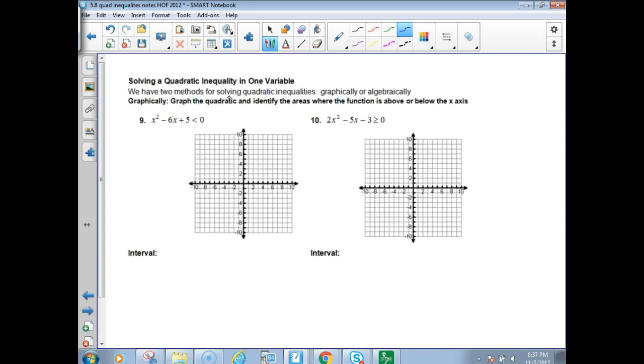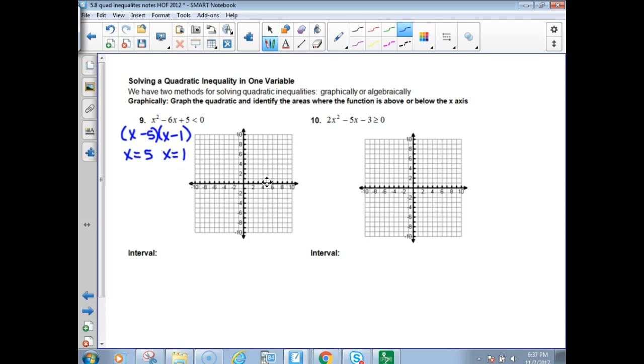Okay, solving, we have two methods for solving quadratic inequalities, graphically or algebraically. So graph the quadratic and identify the areas where the function is above or below the x-axis. All right, so in order to do this one, we could either complete the square and find the vertex, or we could factor it. I'm going to factor it, x minus 5 times x minus 1, which would give me x-intercepts of 5 and 1. You set those each to 0 to get those.